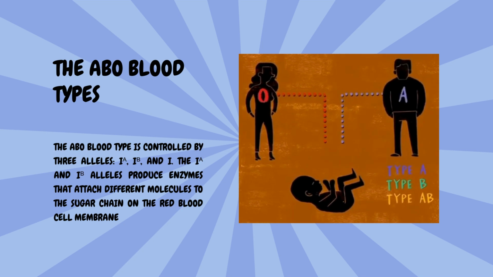The O allele is recessive, so either of the others will override it when they're paired, resulting in either type A or type B. But if you happen to inherit two O's, instructions will be expressed that make blood cells without the A or the B antigen.